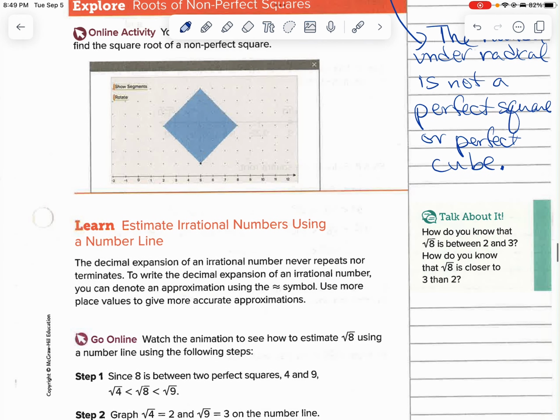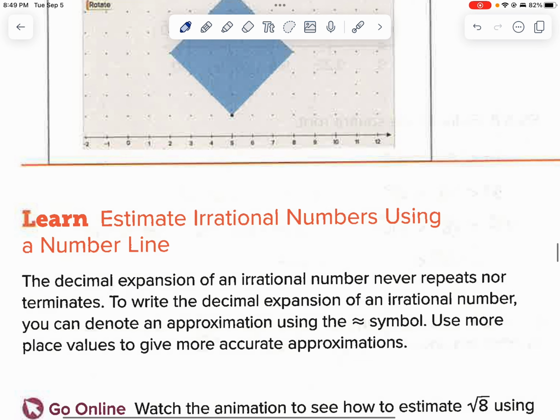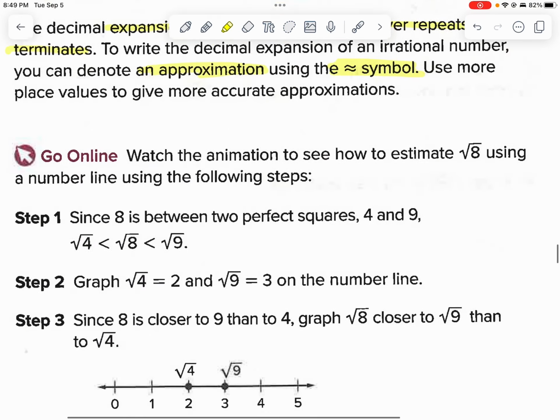So if I look at this, it says the decimal expansion of an irrational number never repeats. Oh, I should be highlighting that. Okay, the expansion never repeats nor terminates. We're going to have to use this symbol right here, which means approximating. We're going to approximate our answers. The answers are never going to be exact.